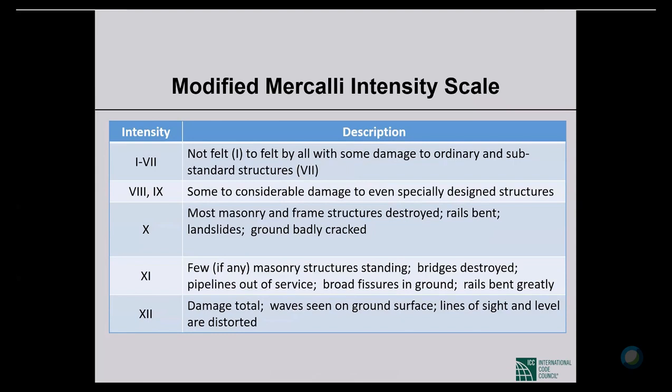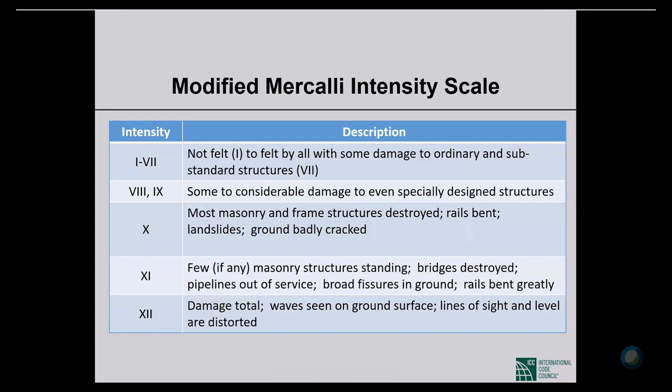In this business of earthquake engineering, whatever you look at, there is no one intensity scale. There are multiple intensity scales. Magnitude measure, there isn't one. There are multiple. So the modified Mercalli scale, however, is used in much of the world.